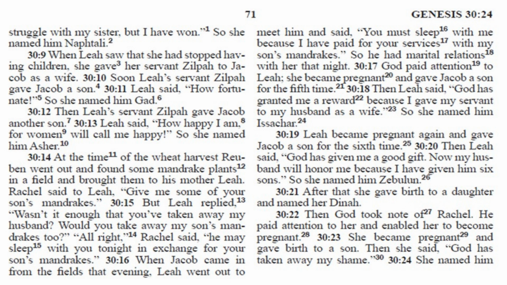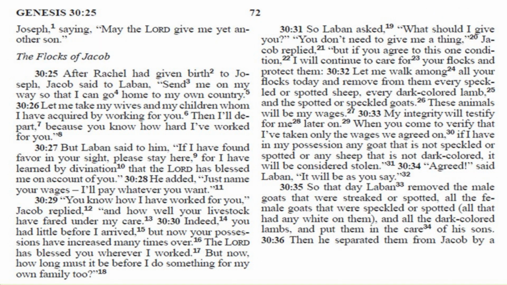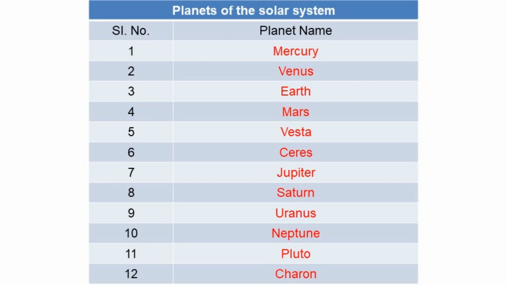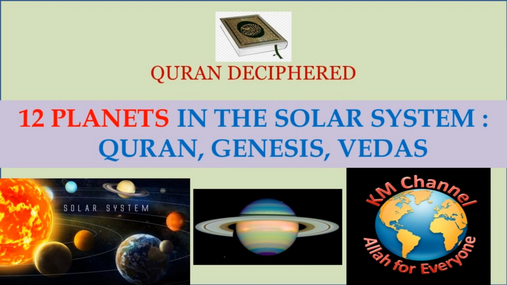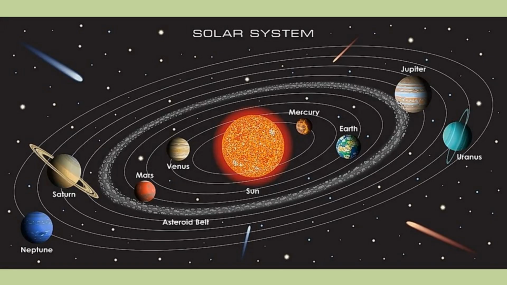This indicates that in total, Jacob had 4 wives. All these 4 women gave birth to 12 sons and a daughter in Paddan Aram. The sons of Jacob represent planets, as I have shown in my previous presentation, 12 planets in the solar system. The Creator, Allah Subhanahu wa Ta'ala, is informing us of the creation of the solar system through this story.